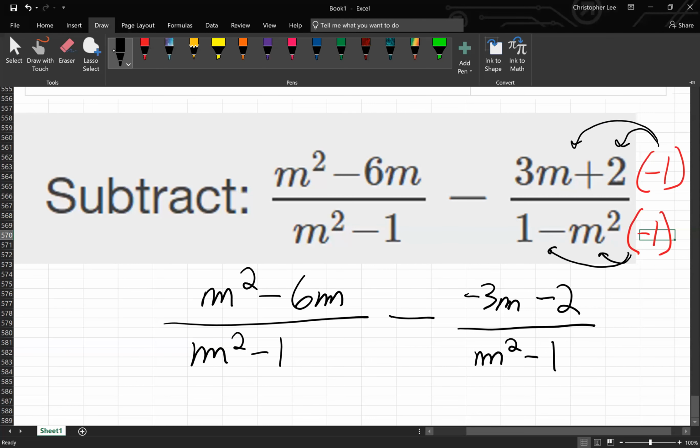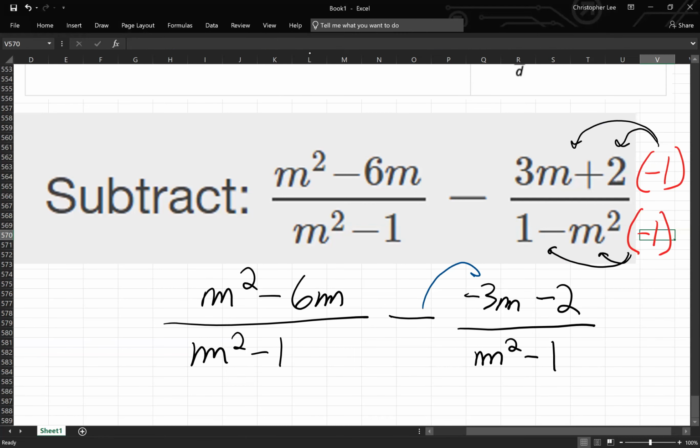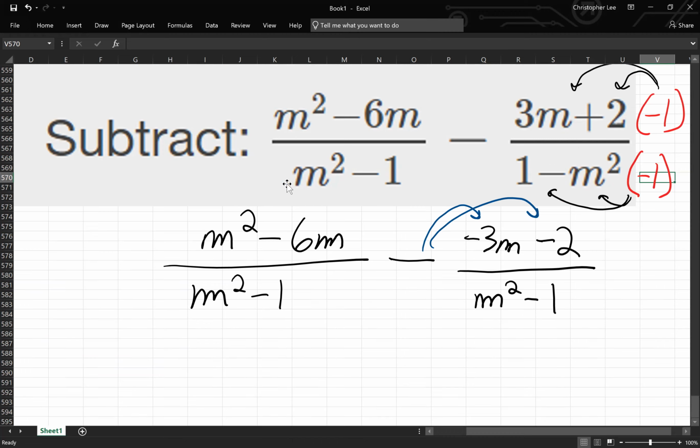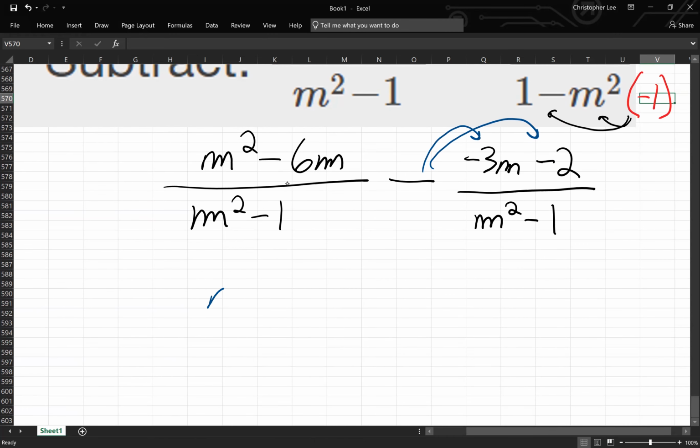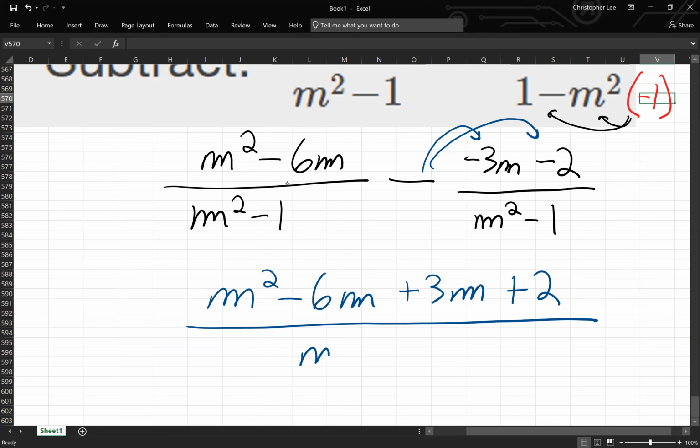You already know what's going to happen. I'm going to distribute this. I'm just doing it my favorite way. If you want to do it vertically, you have my blessing, go right ahead. So look, I got m squared minus 6m. A negative times a negative is a, what's that, positive 3m? And a negative times a negative is a positive 2, all divided by the same denominator, m squared minus 1.